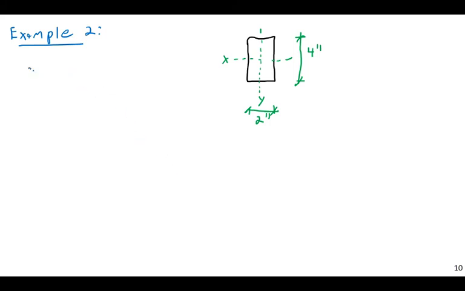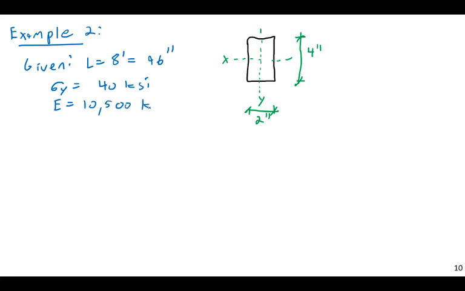Given that L equals 8 feet, which is equal to 96 inches, and that sigma y is equal to 40 KSI, and that E is 10,500 KSI. This is not steel, maybe it's aluminum or something. And say the factor of safety is 3.0. I want to determine A, the crushing load, and B, the load to cause buckling.